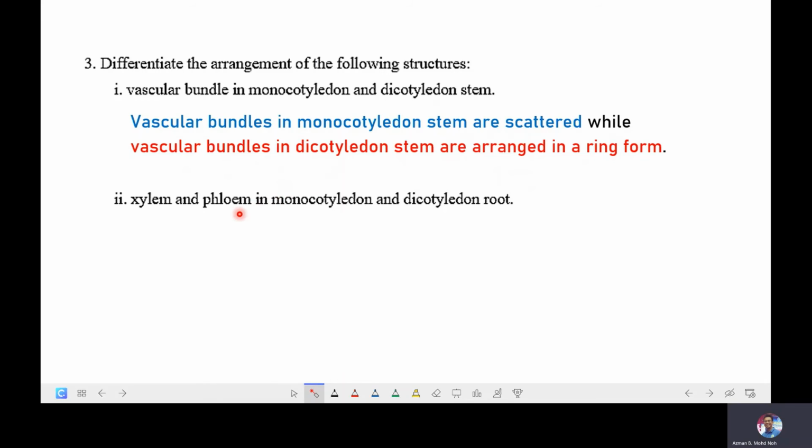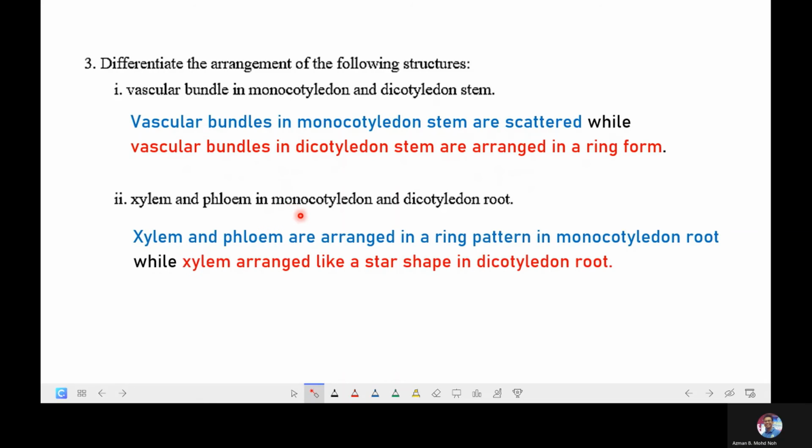Okay, what about the xylem and the phloem in the monocot and the dicot roots? In the monocot root, the xylem and phloem will be arranged in a ring pattern or in a ring form. Meanwhile, the xylem will be arranged like a star shape in the dicot root.